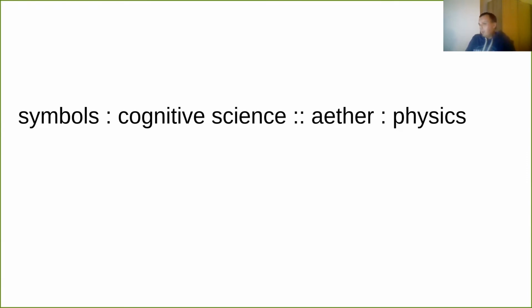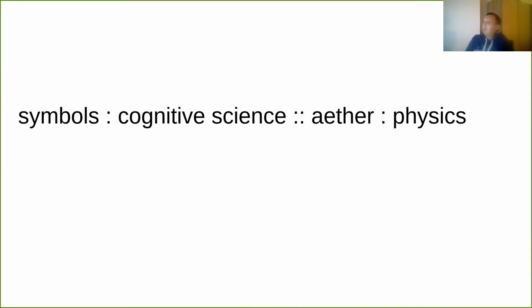And the same was true for physics in the late 19th century. People introduced the concept of ether just to explain the phenomena, and that was a very nice explanation, a very intuitive one, and a wrong one. So it turned out that you don't need ether to explain these phenomena. For example, to explain light or magnetic waves or anything like that.